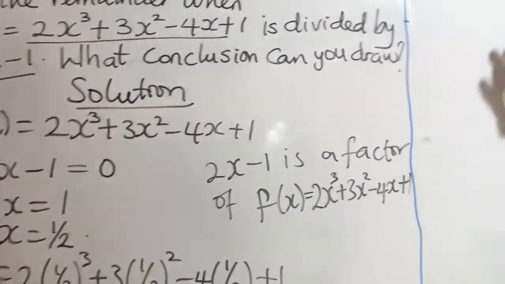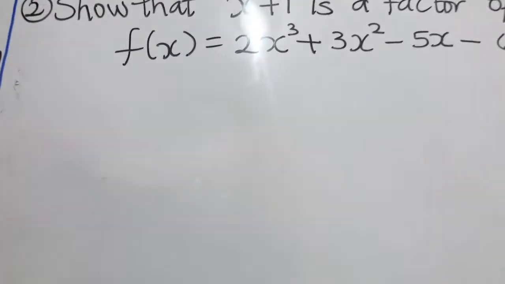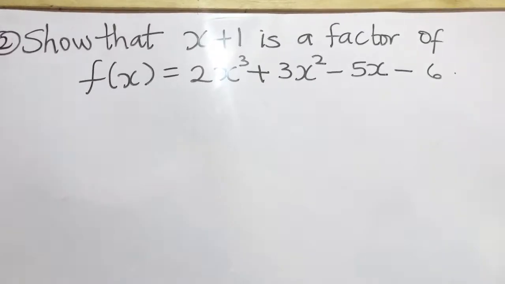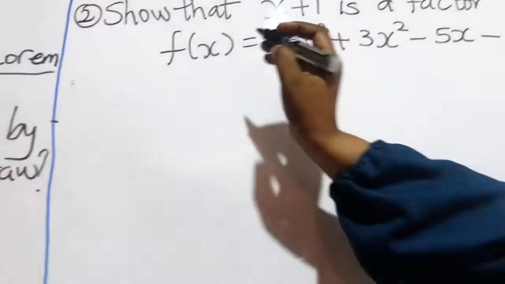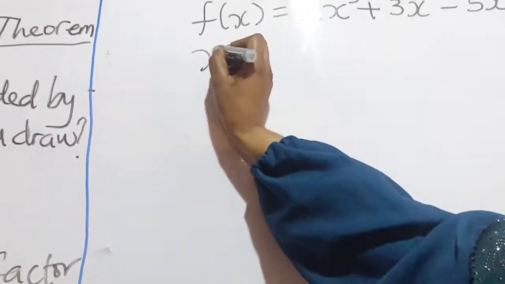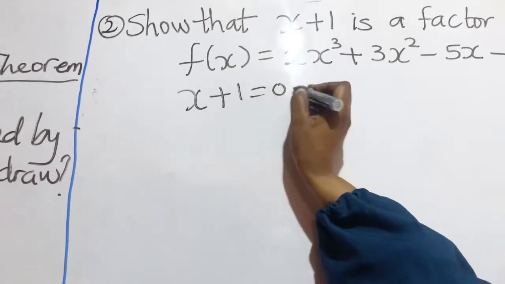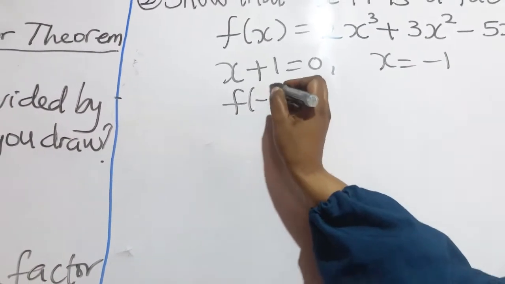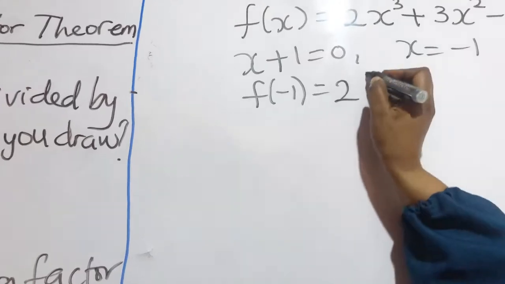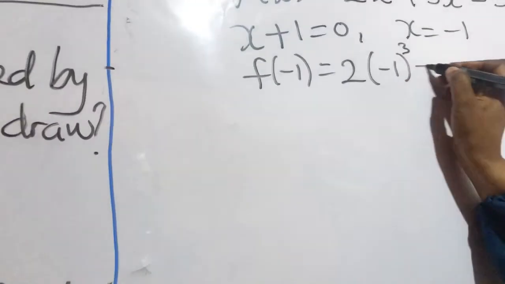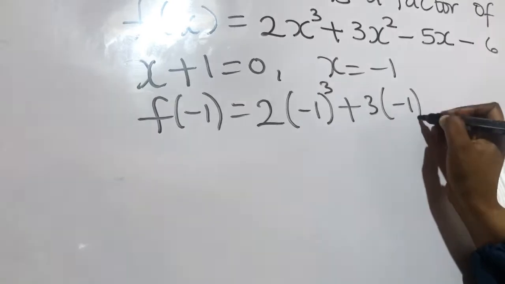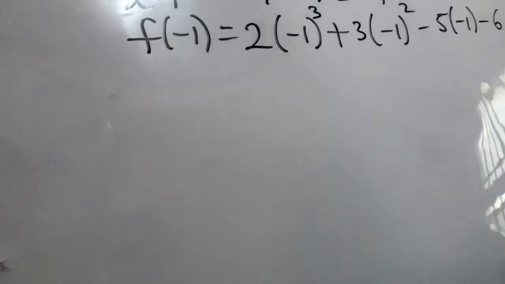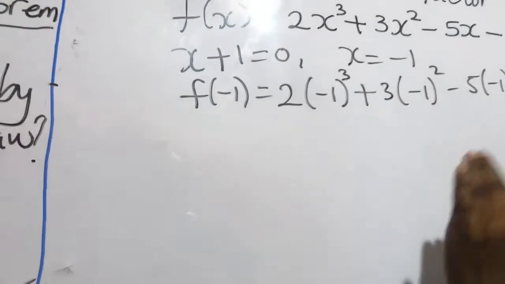Bingo! So number 2, show that x plus 1 is a factor of f of x is equal to 2x cubed plus 3x squared minus 5x minus 6. So write the divisor, which is x plus 1, then equate it to be equal to 0, then x is equal to minus 1. So wherever you see x, you are going to put minus 1. So 2 multiplied by minus 1 cubed plus 3 multiplied by minus 1 squared minus 5 multiplied by minus 1 minus 6.